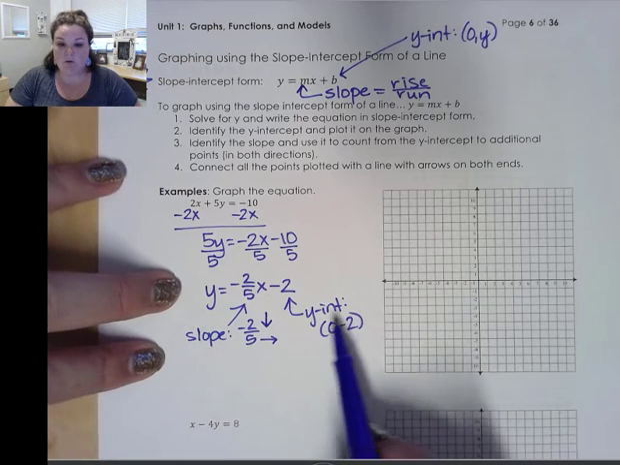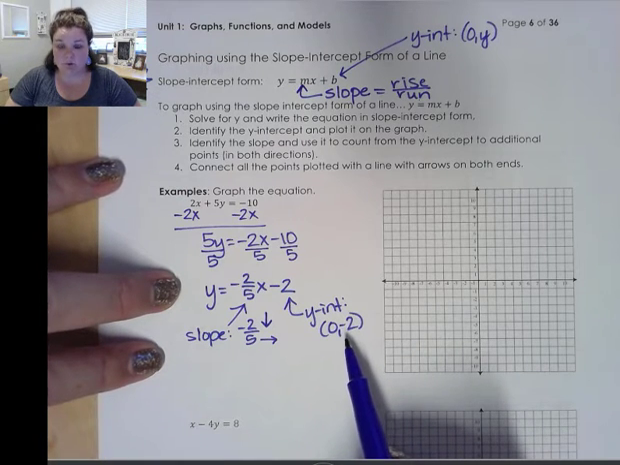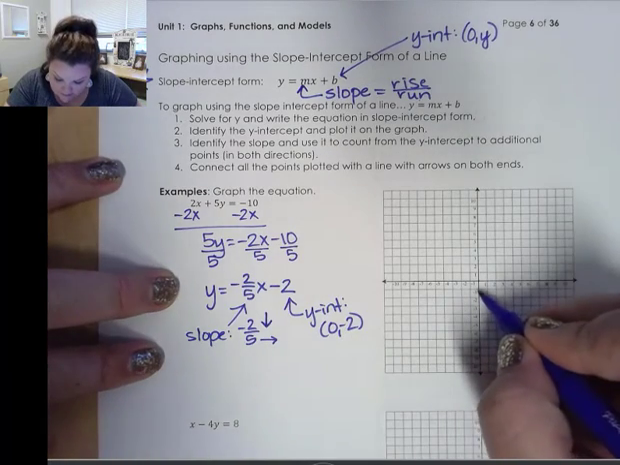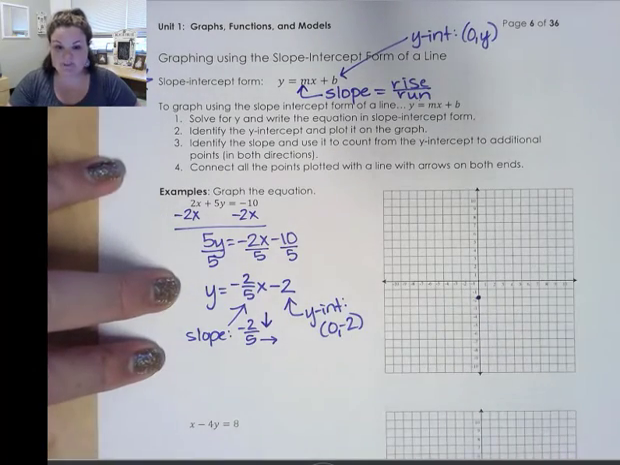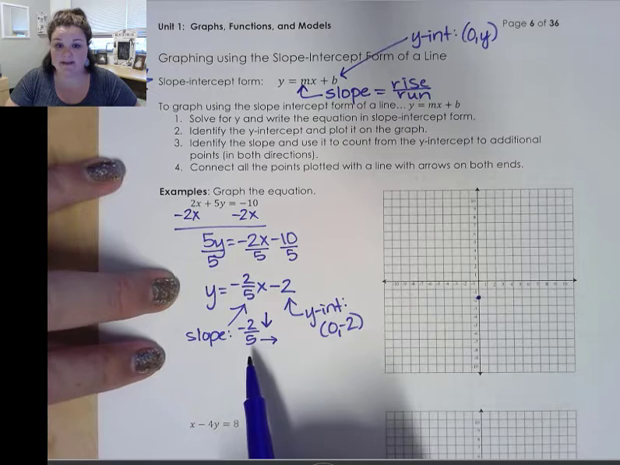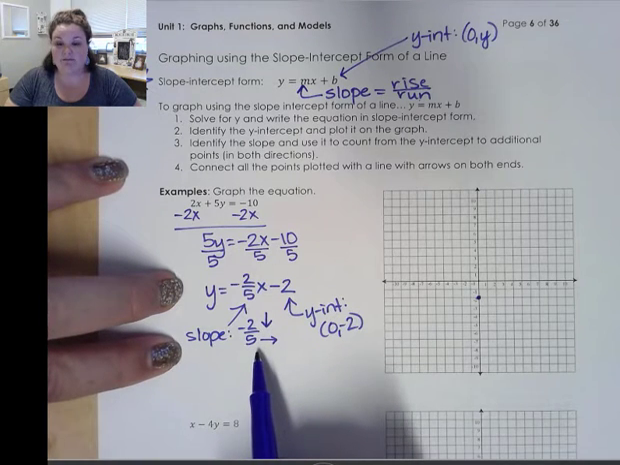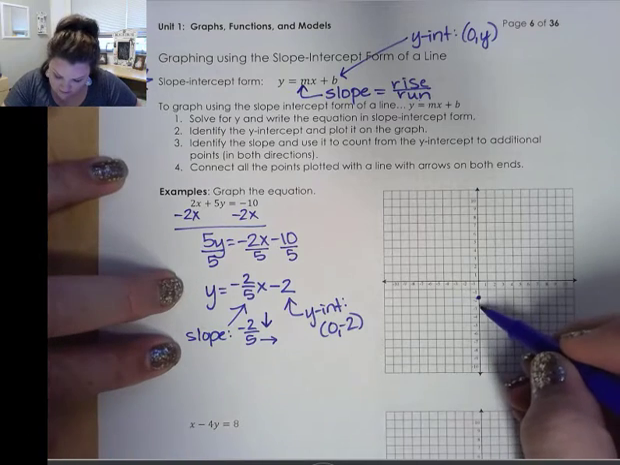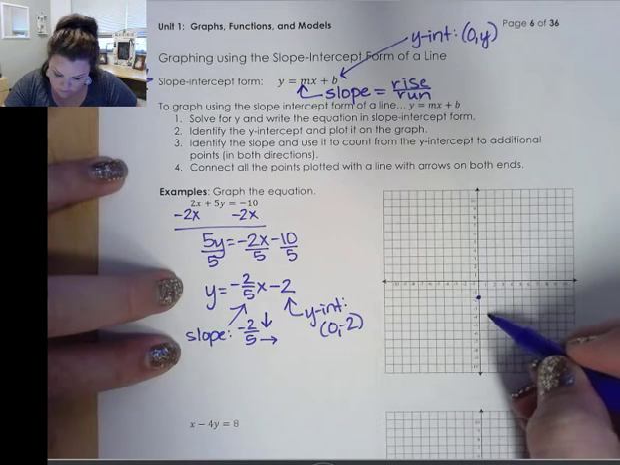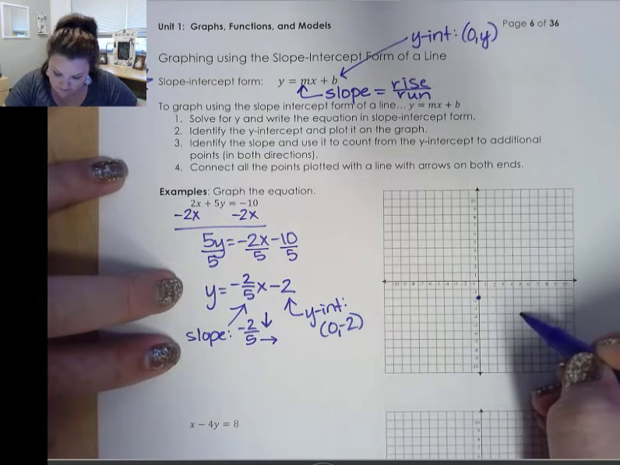So I want to plot my y-intercept. That's going to be my starting point. So my y-intercept here is at -2. And then I count my slope from that point. So my slope says to go down 2 and forwards 5. So I go down 2 and forwards 1, 2, 3, 4, 5.